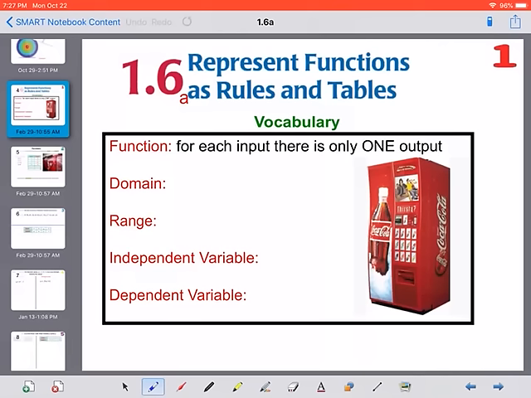Hello, today we are doing lesson 1.6a, which is representing functions as rules and tables. We're going to start off with a little bit of vocabulary to introduce us to functions.